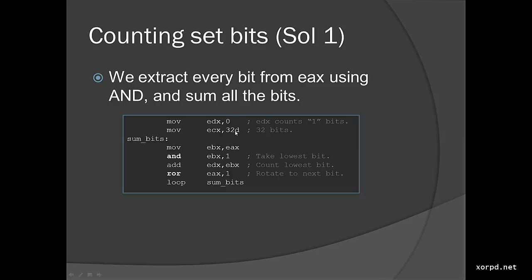Now we have a loop. We can see that we have this label, which is the beginning of the loop, and this loop instruction in the end. So we can already see this loop in this piece of code.